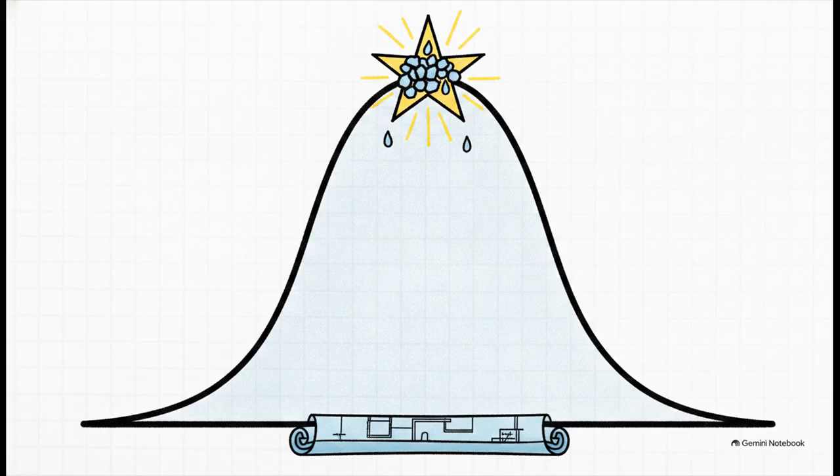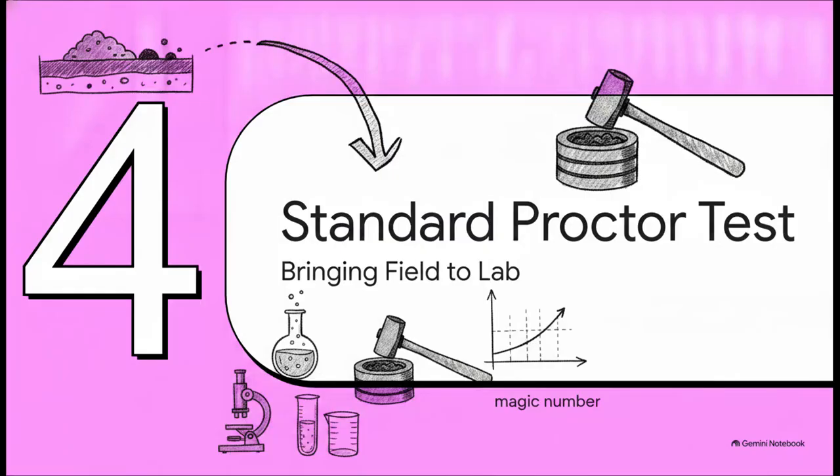And once engineers figure out this exact percentage of water, it isn't just a casual suggestion. It becomes the strict blueprint for the entire construction project. So how do we find that magic number before the bulldozers roll in? That leads us to Section 4, the standard Proctor test, bringing the field into the lab.